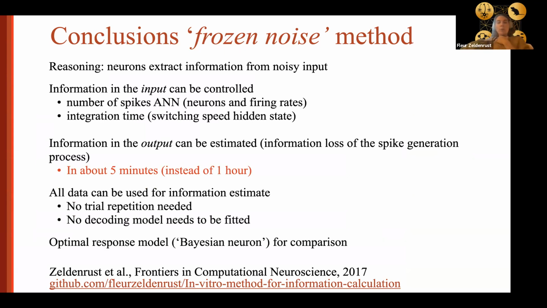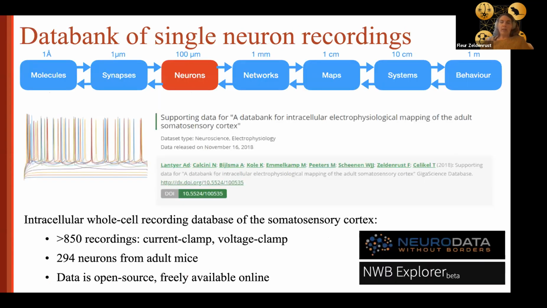And we have an optimal response model for that called the Bayesian neurons. But if you want to try this method, you can. It's actually all the code is there on GitHub, if you would like to try that.